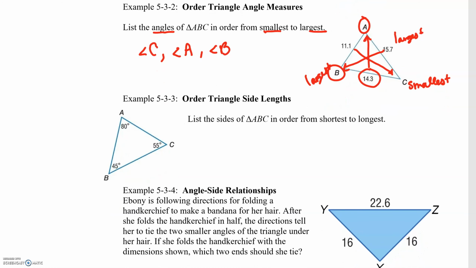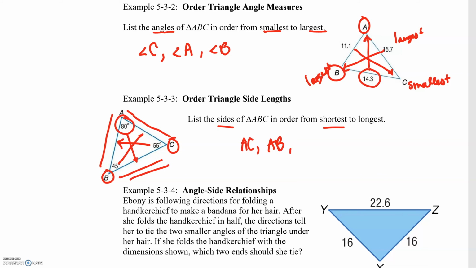So now let's go and talk about sides. If we start with the smallest angle, we'll find the shortest side. So here's our smallest, go across, and that would be AC. So AC is the smallest. Next is going to be AB. And then lastly, our largest here is going to be BC.